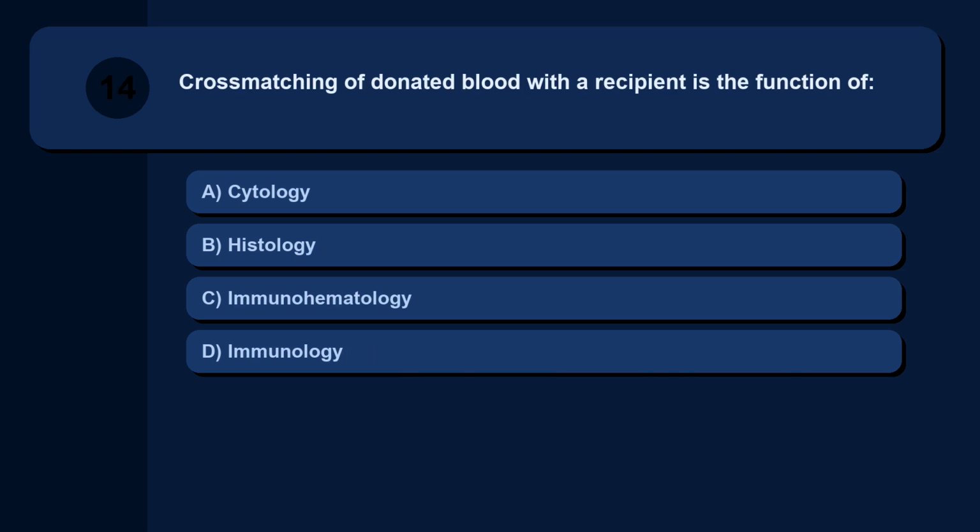Question 14. Cross-matching of donated blood with a recipient is the function of cytology, histology, immunohematology, immunology. Immunohematology, blood banking, is responsible for blood typing and cross-matching to ensure compatibility between donated blood and transfusion recipients.